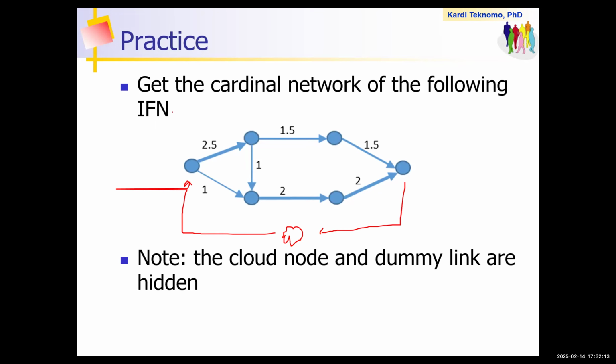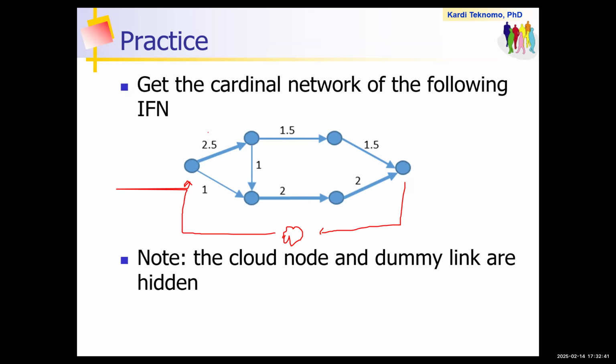So how to get the cardinal network from this flow? Cardinal network means the minimum integer. Any idea? Yes. Yeah, correct, Win Sanchez. So you multiply by 2.